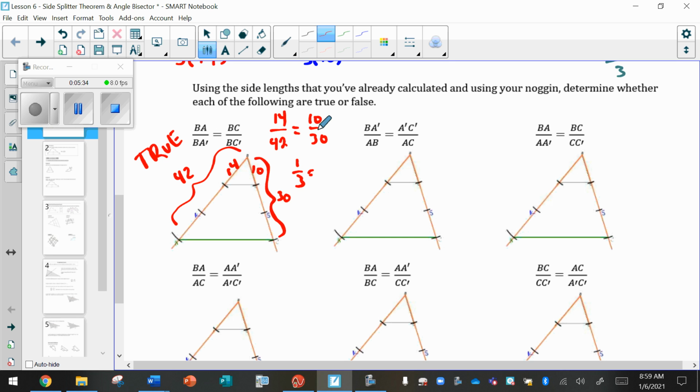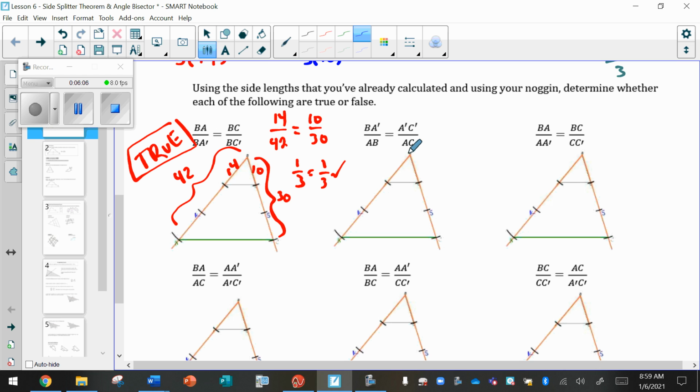And you could do 10 divided by 30, which would reduce down to 1/3, and that is also true. So that's two different ways to test to see if the proportion is true and if the ratios are equal. Now, the difference between proportion and ratio: the ratio is one individual fraction. The proportion is when the two fractions are set equal to each other. We are testing to see if these ratios are indeed equal. And for the first one, yes, they are equal. It was true. Let's try the second one.